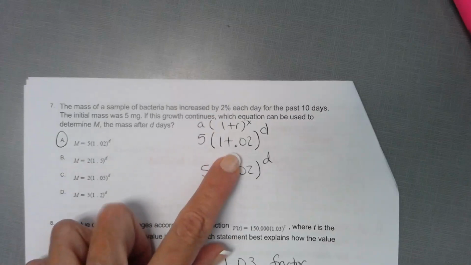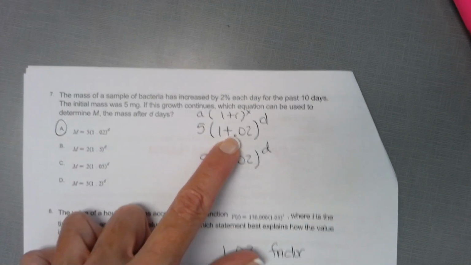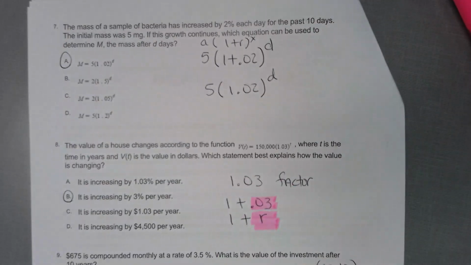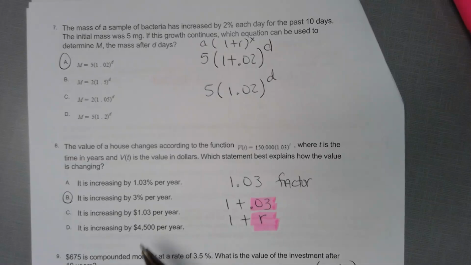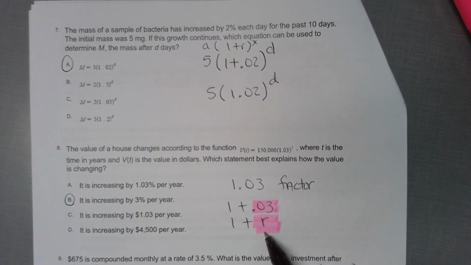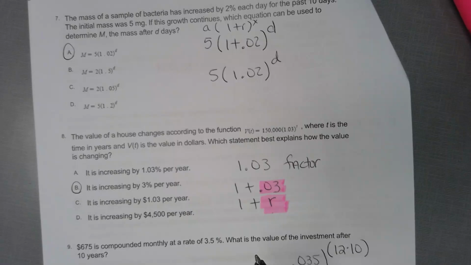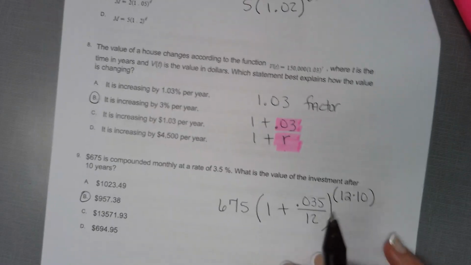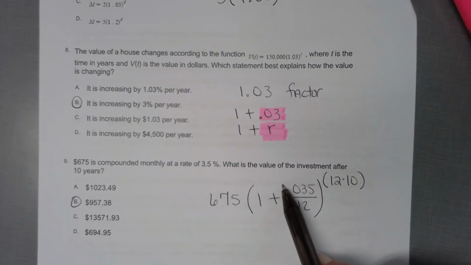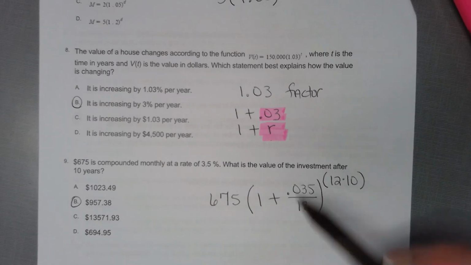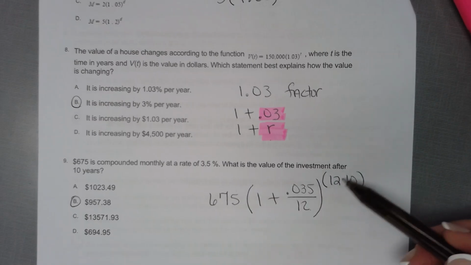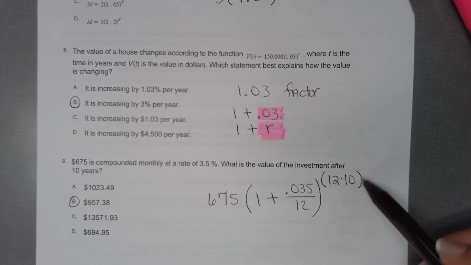Basically increased by 2%. And then you just had to know that 1 plus 0.02. Right here. Answer was A. They're talking about how much it increases. That's your rate. It increases by 3%. Here's your formula for this. Compounded monthly is this formula here. Notice we divided by monthly, which is 12, and multiplied by 12 times time. The correct answer was B.